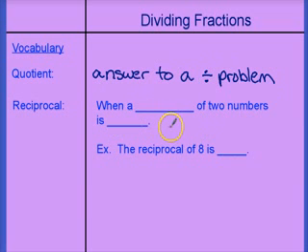And then we have reciprocal. When a product of two numbers is 1. And here, let me explain a little bit more what that means. For example, the reciprocal of 8 is 1/8. And so let me show you what that means.